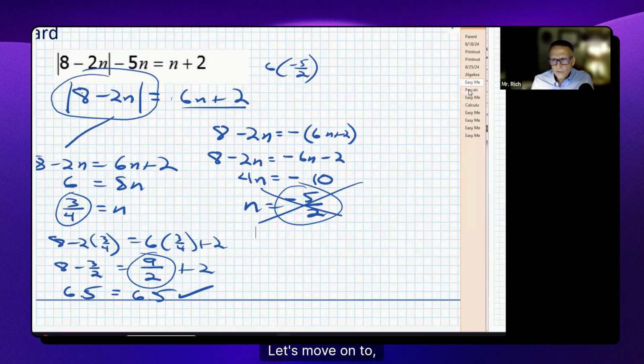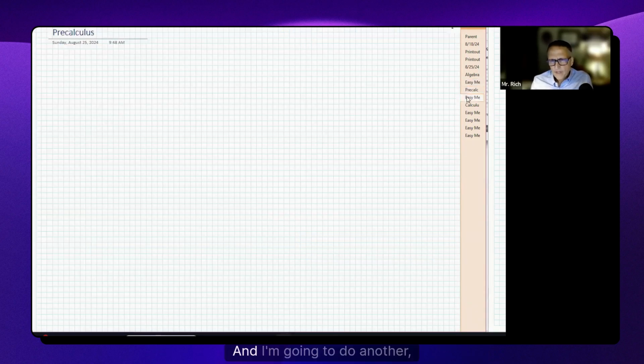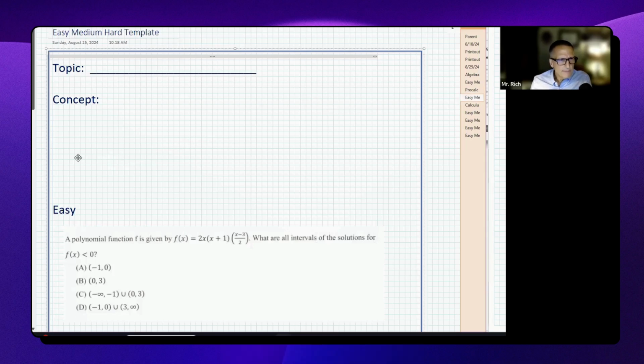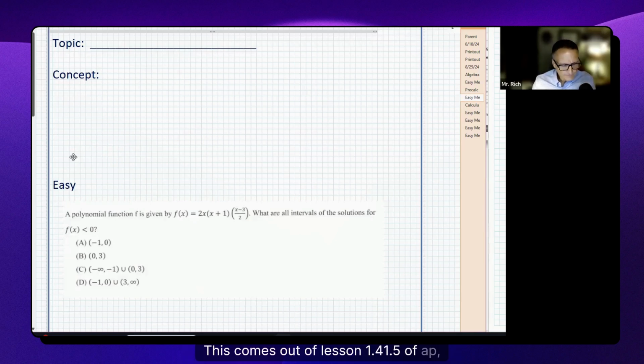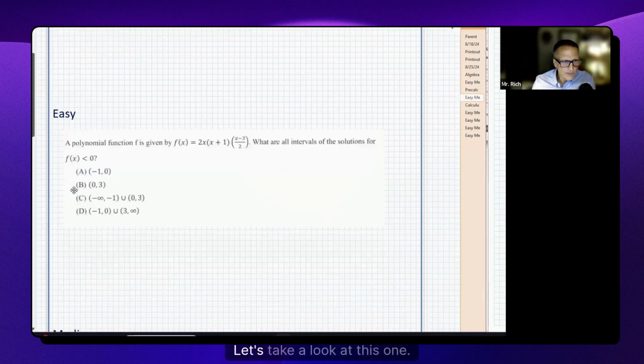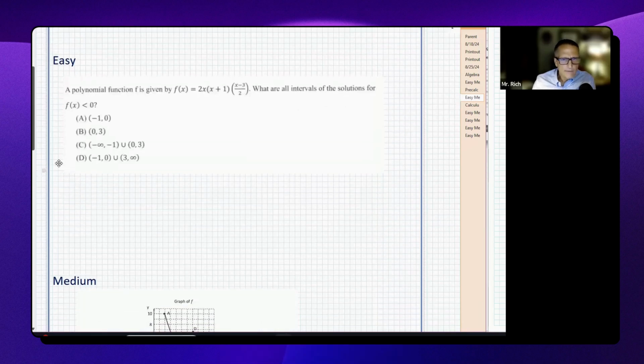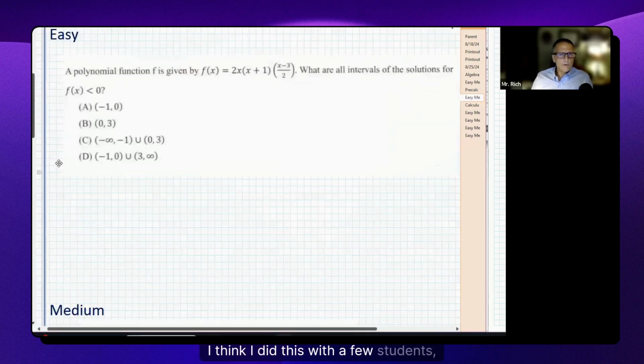Let's move on to Precalc. And I'm going to do another easy, medium, hard on this. Here we're dealing with polynomials. This comes out of lesson 1.4, 1.5 of AP Pre-Calculus. Let's take a look at this one. I think I did this with a few students tonight that I was working with.